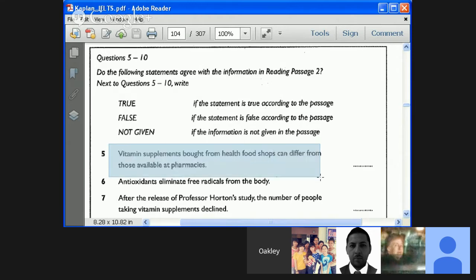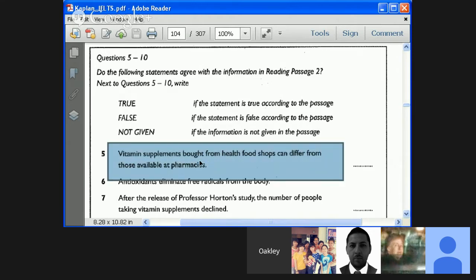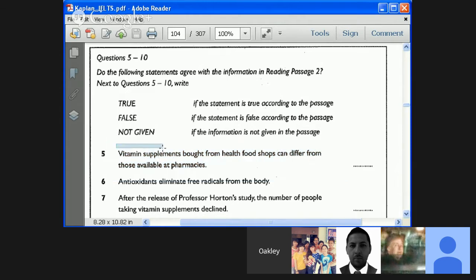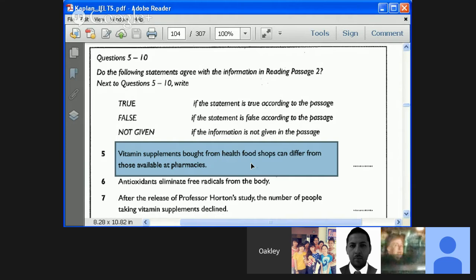So first, understand the question. To understand the question, really just simplify it. Vitamin supplements bought from health food shops can differ from those at pharmacies. All right, so rephrase the question in a way that's very simple and direct. Here's a technique. You can make a simple question, and then see if you can answer that question with the reading passage. For example, I'll help you out. I would rephrase this to myself.